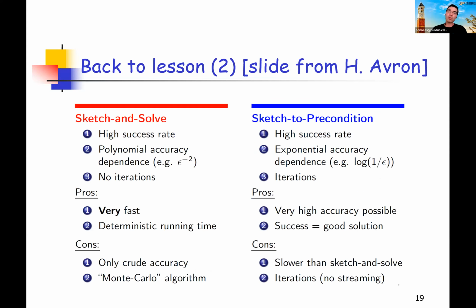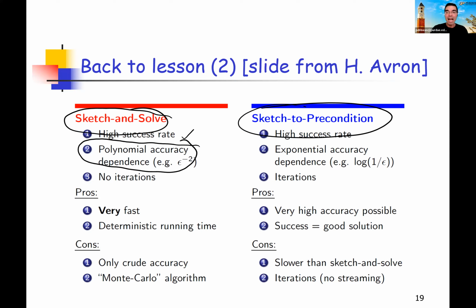Back to lesson 2, because this is what's going to be relevant for the second part of my talk. Lesson 2 has to do with essentially sketch and solve versus sketch to precondition, if you will. Sketch and solve means you take your matrix, you create a sketch somehow, and you use the sketch. You never go back to the original matrix. It has a high success rate. If you're familiar with sampling and even basic Chernoff and Bernstein inequalities, you know that the sample complexity depends on the accuracy inversely polynomially. So if you're looking for a target accuracy epsilon, your sample complexity would be about 1 over epsilon squared. And that's large.